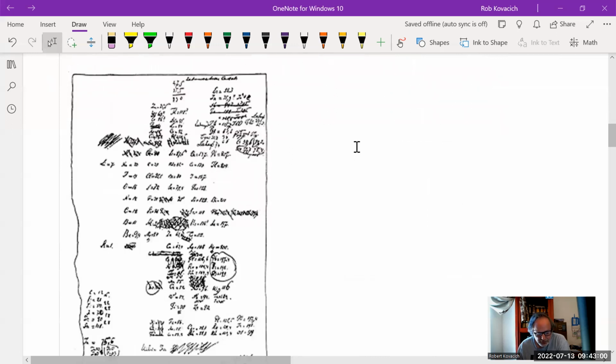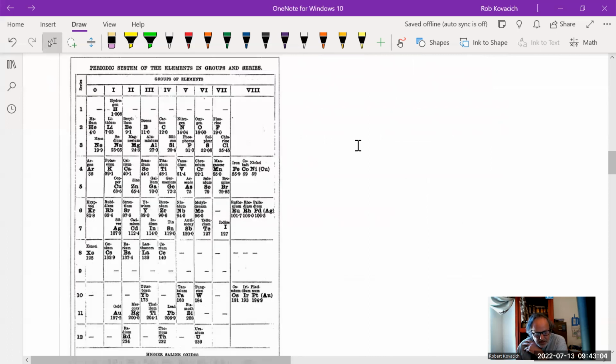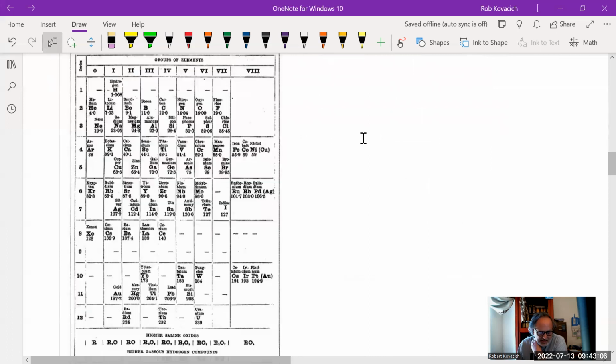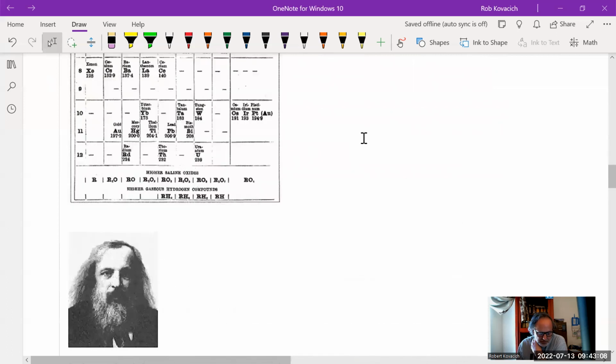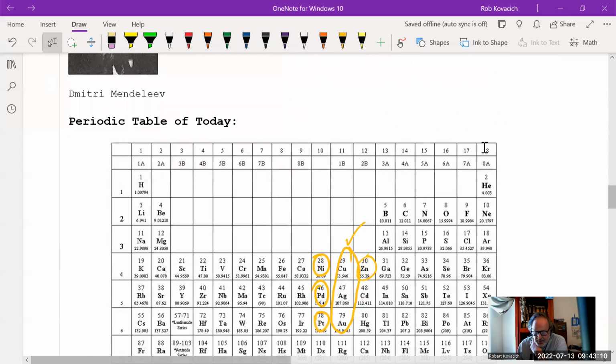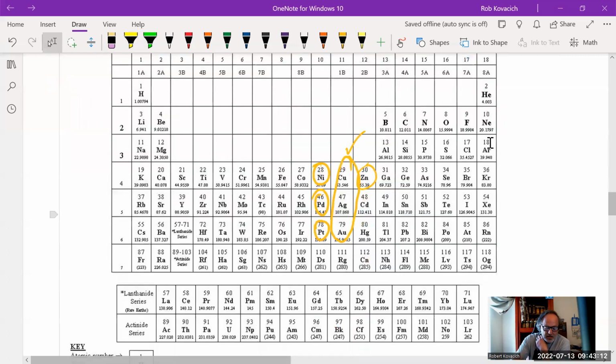This is Mendeleev's first handwritten scratching out of his periodic table, and then somebody typed it up and it looked like this. And again, here's a picture of Mendeleev. And then we get to this spot where we've got something organized and all the elements that we know and have made all the way up to element number 118.